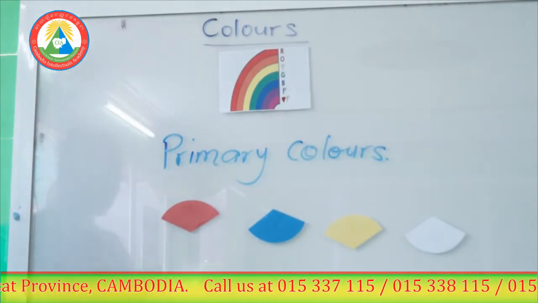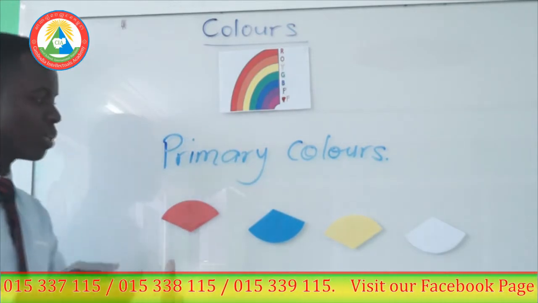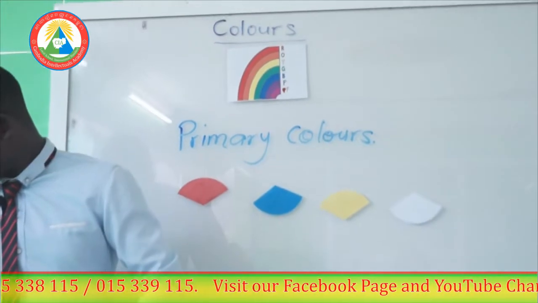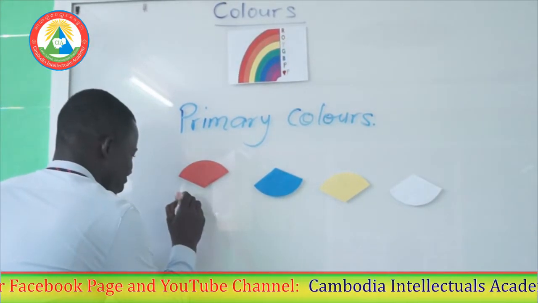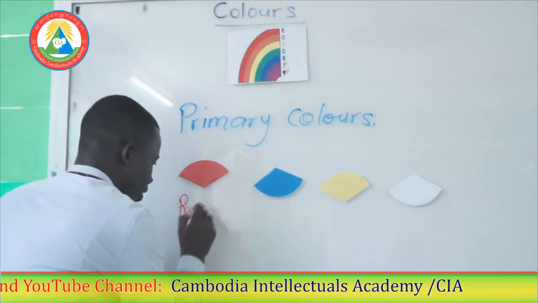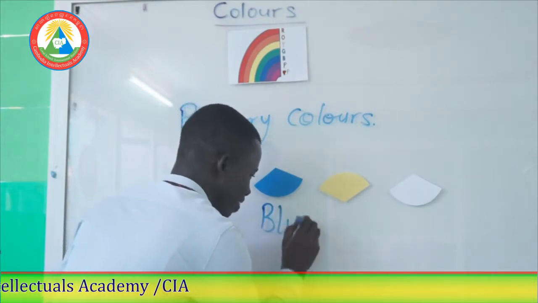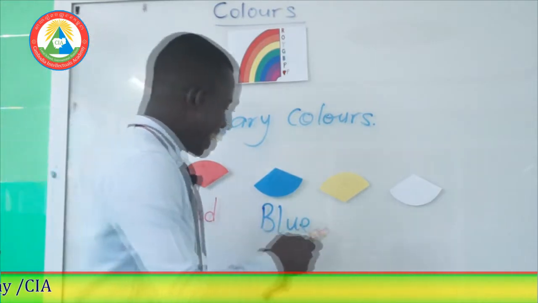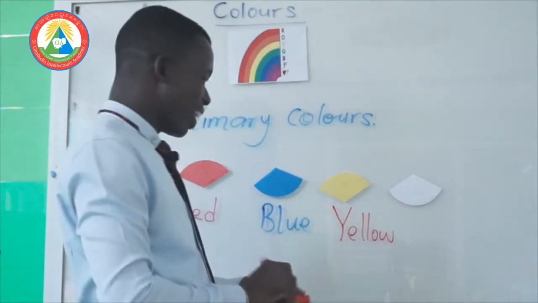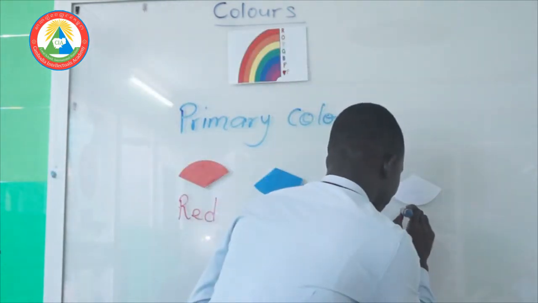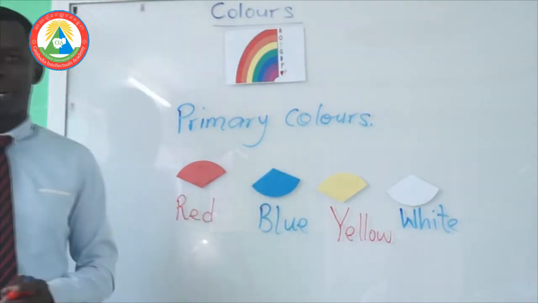So let me take it again with you. This one is red, the next one blue, yellow, and white. Okay, now let's look at how we can write these colors, their names. So the first one, as I said earlier on, is red. The second one is blue. The next one is yellow. And the last one is white. Good. So all of these are the primary colors.